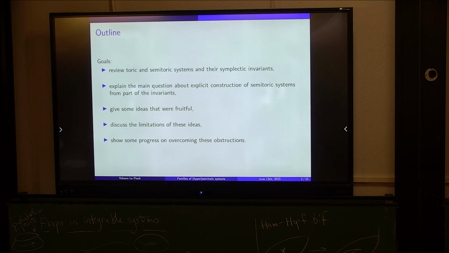So there will still be some things that Joey didn't talk about or only briefly evoked that I will have to review, which is what are semitoric systems, he said, but what are the symplectic invariants, and in particular those we want to keep among these invariants. And then I will be in a good shape to tell you which was the question that we had. It's very general and somehow very naive. But we were young and naive at the time.